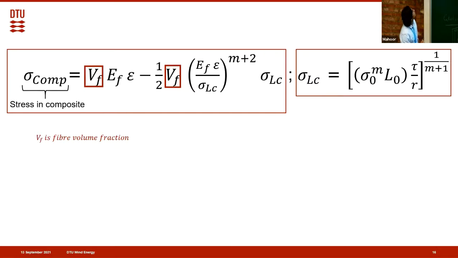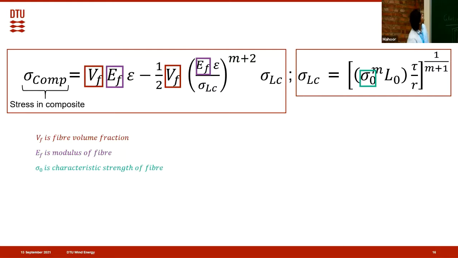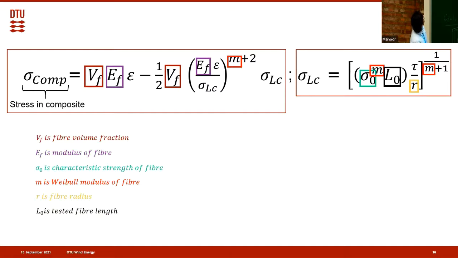So it depends on the fiber volume fraction, modulus of the fibers, characteristic strength of the fibers, Weibull modulus of the fibers, fiber radius, L0, the tested fiber length, and interfacial shear strength. And if you have all these properties, you can actually predict the stress strain curve of the composite.